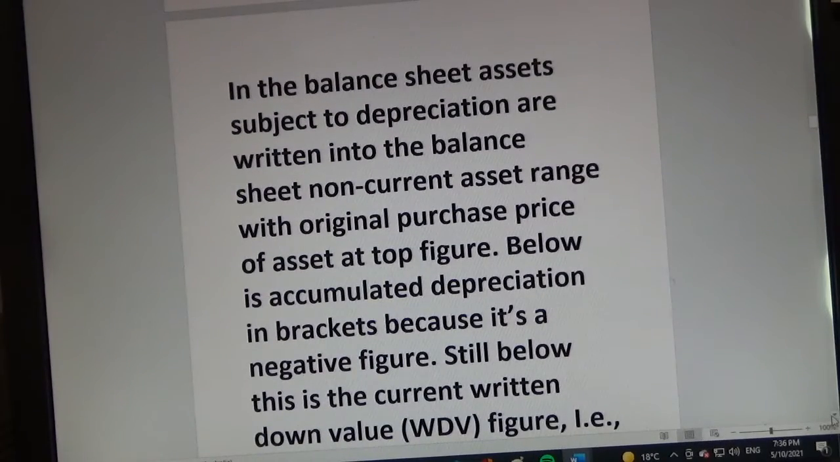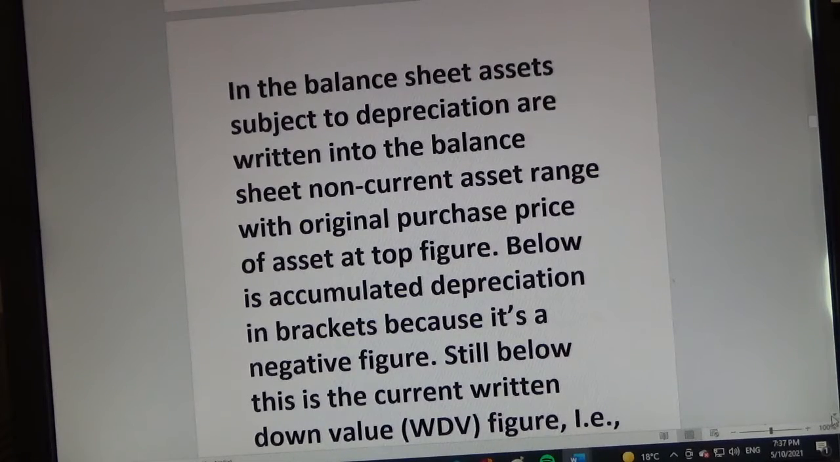In the balance sheet, assets subject to depreciation are written in the non-current asset range with original purchase price at the top, if it's a statement of financial position, not just a balance sheet for internal records. Below that purchase price figure, you put accumulated depreciation, which is the summation of all your depreciation expenses over time for that asset. And then you find the difference between purchase price and accumulated depreciation. It gives you a figure for written down value.